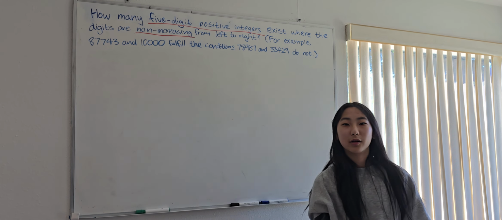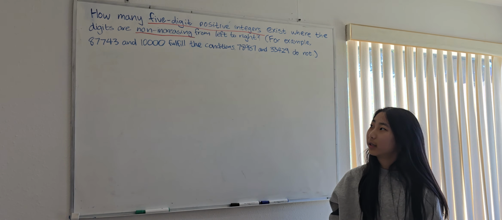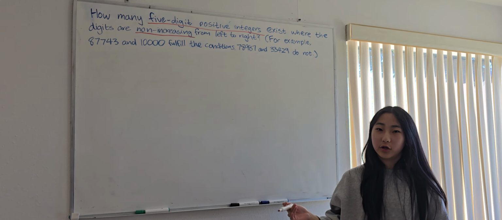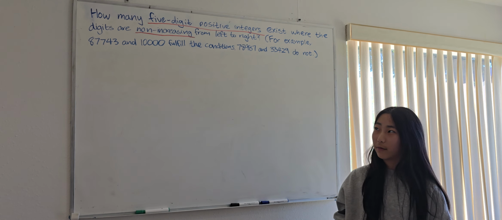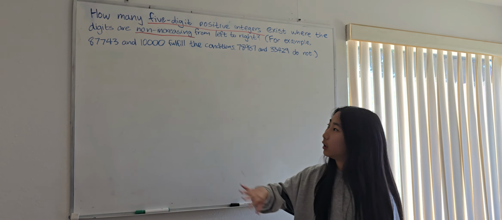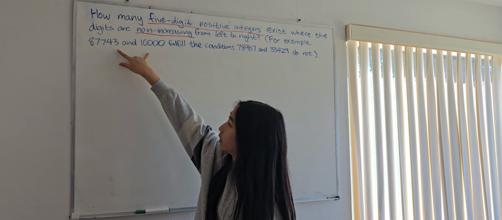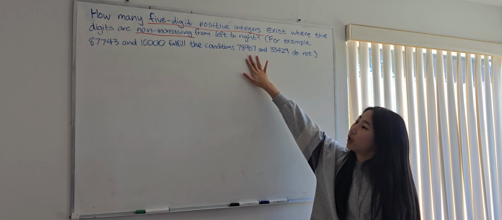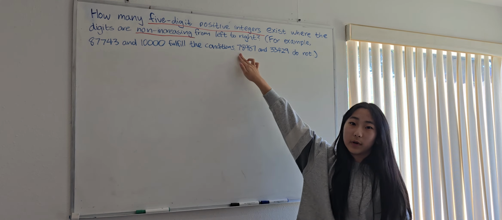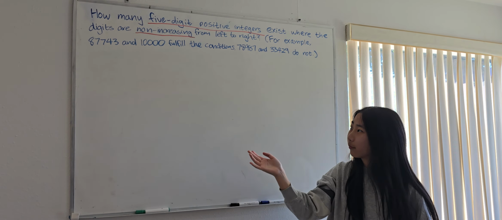So what exactly does non-increasing mean? Non-increasing means that for every digit in the number, it has to be less than or equal to all the digits to the left of it. For example, we can see two such numbers here, but these two numbers will not be because, such as in this number, 8 is larger than 7 even though it is to the right of it.